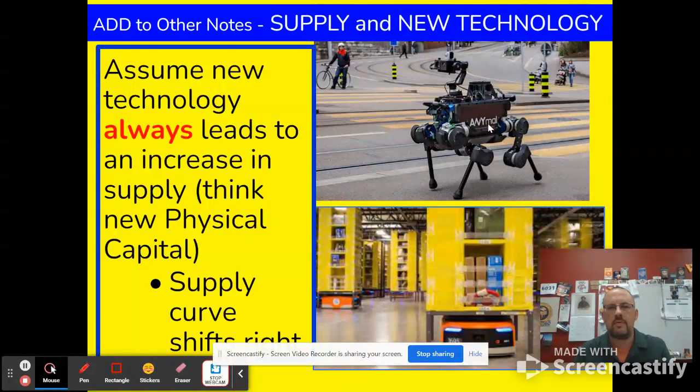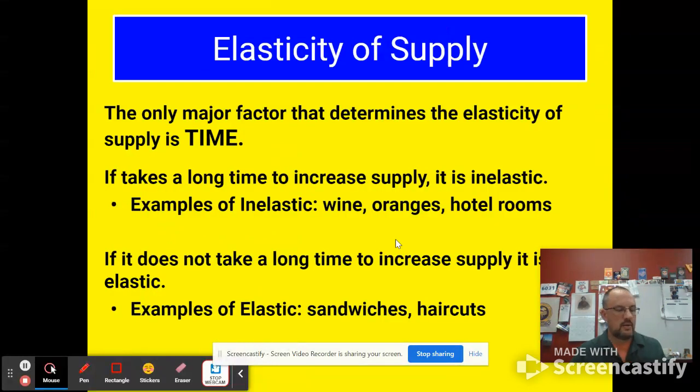The two pictures I have here, one of them is a security guard robot on the top that can provide security services. As more and more of these types of things are developed, companies are going to use more of them, drones and robots, to do security. And the supply of security services will thus increase. And then the bottom one is robots that carry shelves in an Amazon factory, making it easier for them to deliver packages. All right, and then last two things.